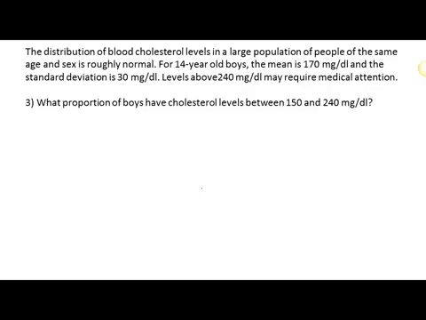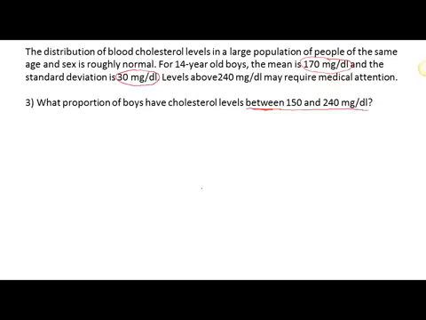The third type of normal distribution problem that we can have is a between type of problem. So again, we're starting with the same data, talking about blood cholesterol of these 14-year-old boys. It has a mean of 170 and a standard deviation of 30. This time the question says, what proportion of boys have cholesterol levels between 150 and 240?